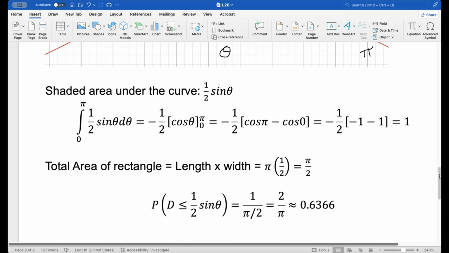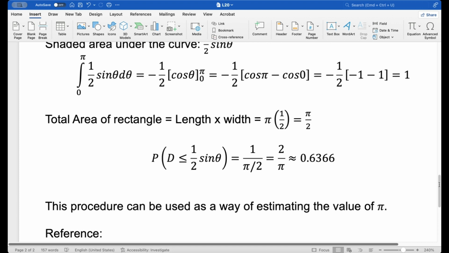So again, assuming that the length of the needle matches the distance between the lines, then the probability of a crossing is 2 over pi, which is about 0.6366. And it's interesting that there's a pi in this answer, so you could actually perform this experiment and get an estimate for the value of pi.